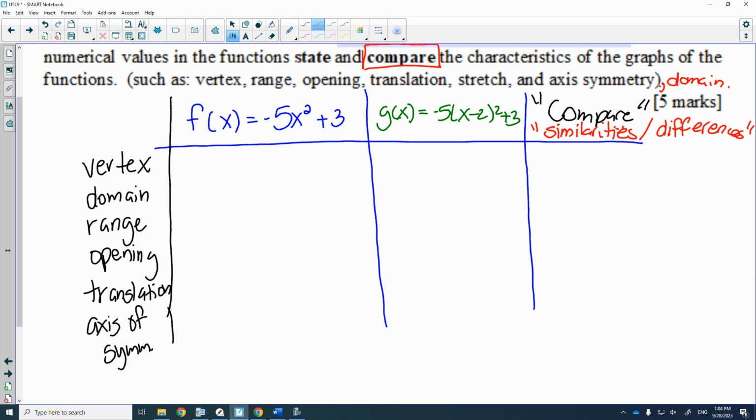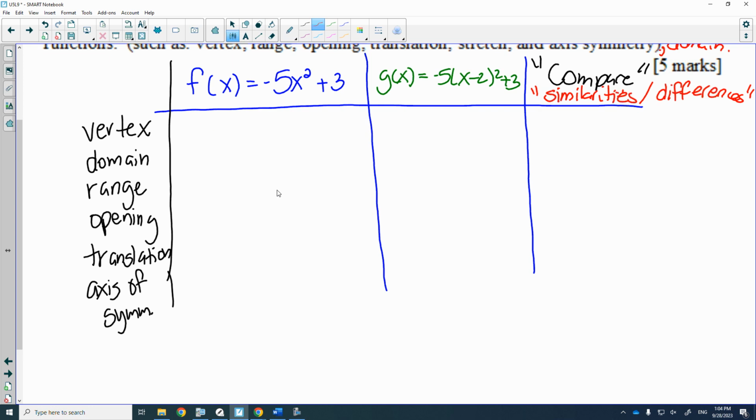So for example, I'll do the easiest one first. Let's look at the opening of both of these graphs. So Hans, this graph and this graph, what would the opening be? Does it open up or down? Down. Okay, so the A value is negative 5 for both of these. It wants us to talk about the opening, so both will open down. Are they going to be similar or different? This would be a similarity. Both graphs will open down. That's a similarity.